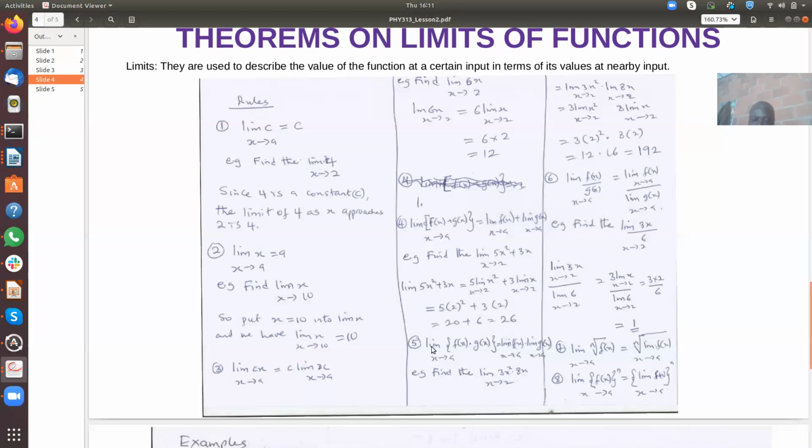Now let's look at the next one. The limit of f of x multiplied by g of x, we can write it in a separate form as well: the limit of f of x as x tends to a, multiplied by the limit of g of x as x tends to a.